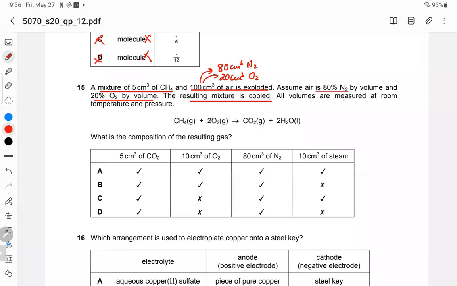The resulting mixture is cooled. All volumes are measured at room temperature and pressure. What is the composition of the resulting gas?